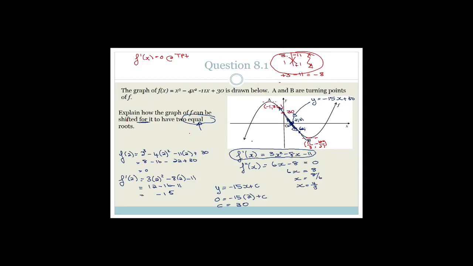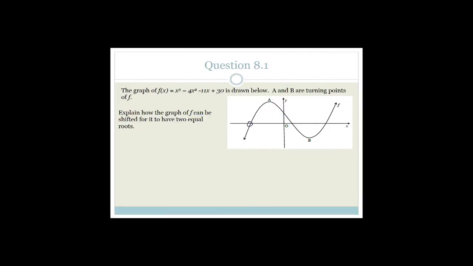It says, explain how the graph of f can be shifted for it to have two equal roots. Okay, so at the moment, this graph has got three distinct roots. It's got one over here, one over here, and one over here. Okay, this point here, the y value of it is 36. And this here, the y value of it is minus 14.48. Okay. Now, let's think about this.